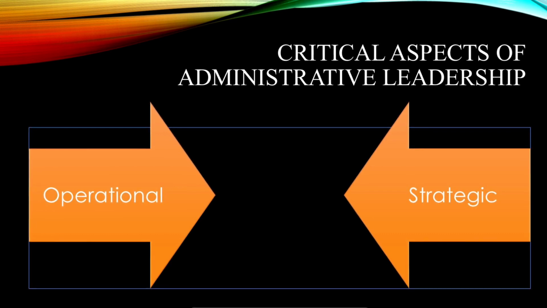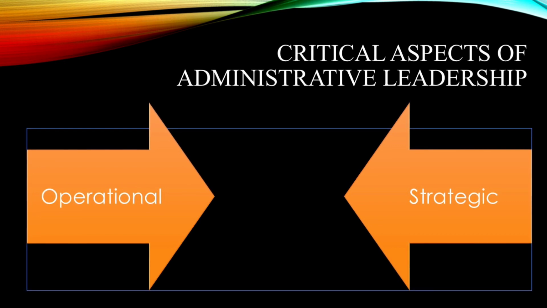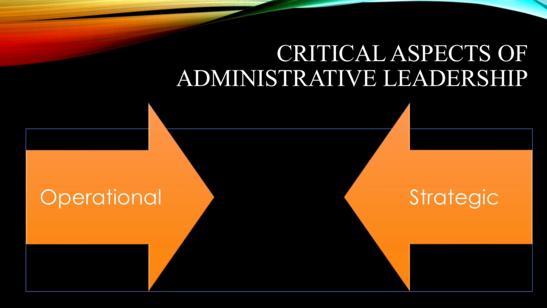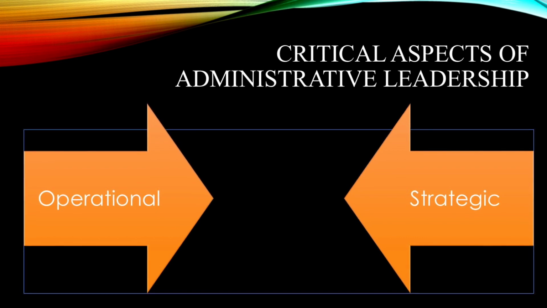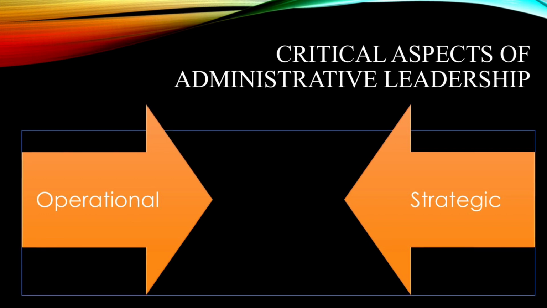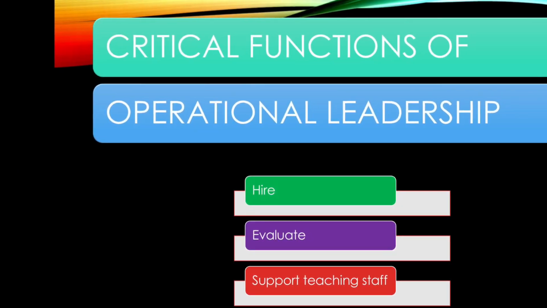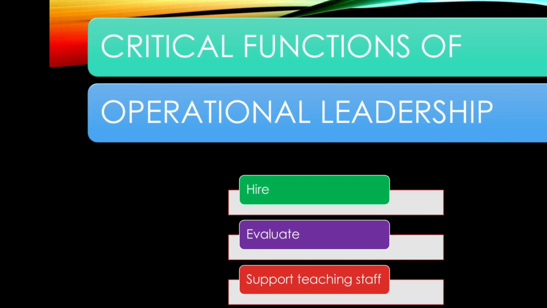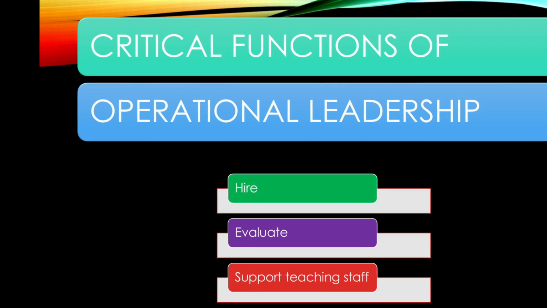Operational leadership is accomplished through critical functions such as hiring, evaluating, and supporting teaching staff, developing budgets aligned with the program goals and needs, and maintaining a positive organizational culture and climate. Let's take a closer look at operational leadership. Operational leadership involves a set of critical functions crucial for any organization's success.